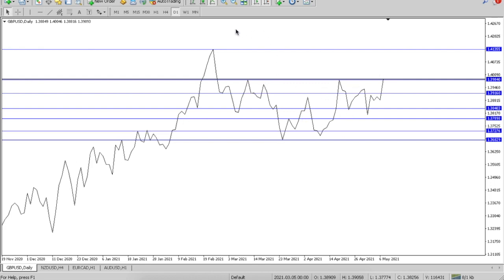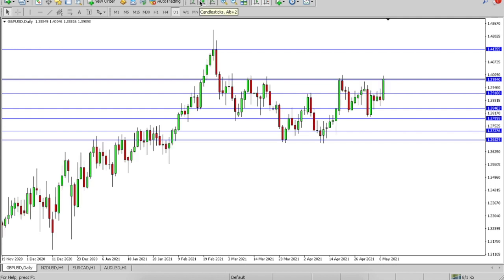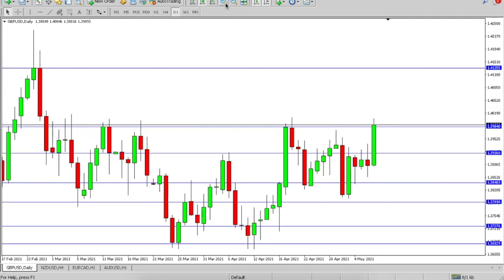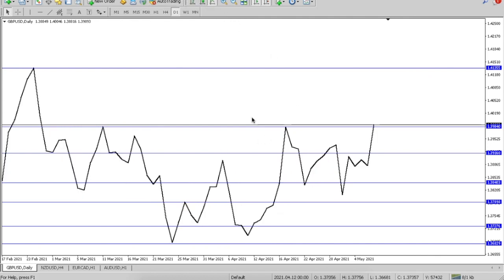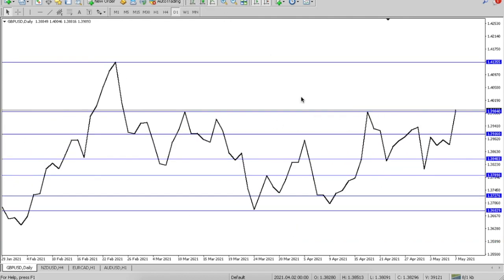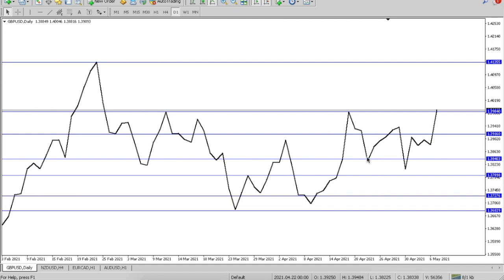Okay, and then after doing analysis, we can take it back to line charts, and as you can see, we have our GBPUSD close to resistance. So when it's close to resistance, we're anticipating that it's gonna come back down to the nearest support or continue to push up to the next resistance level. Okay, and then we are done with our daily time frame.